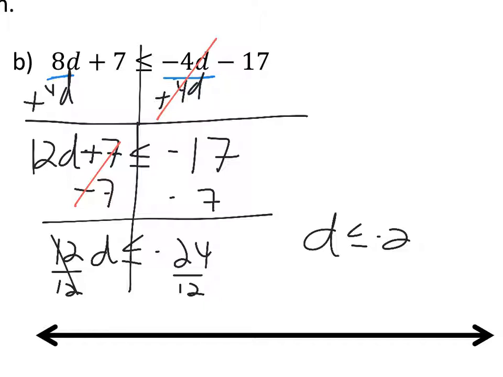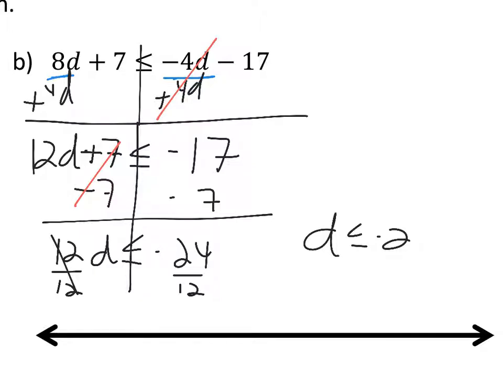If I was to start over and moved 8d to the other side, I would have eventually had to get rid of this negative sign here. So, again, if you always move the smaller coefficient, you're going to be in a better place and you won't forget anything extra needed. So d is less than or equal to negative 2.